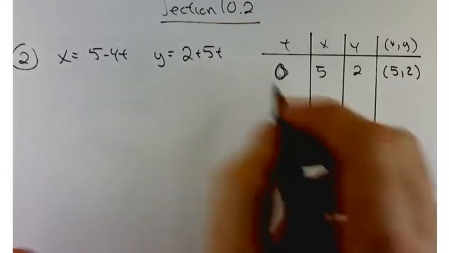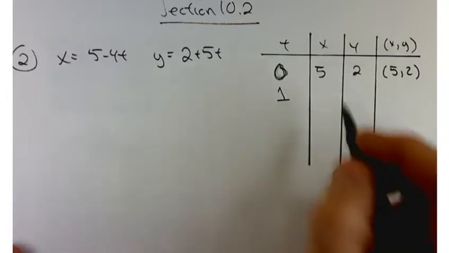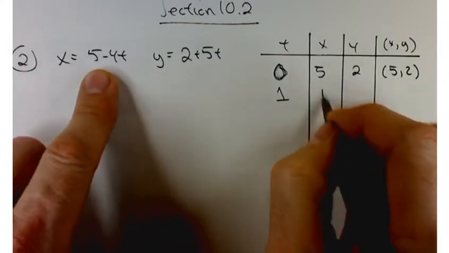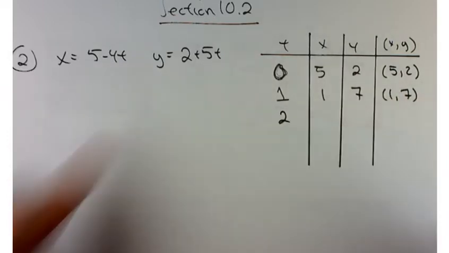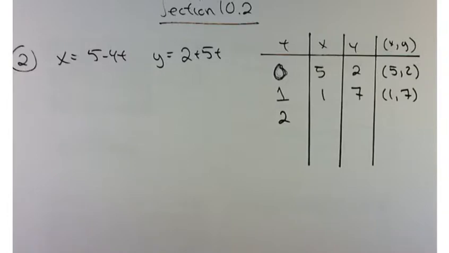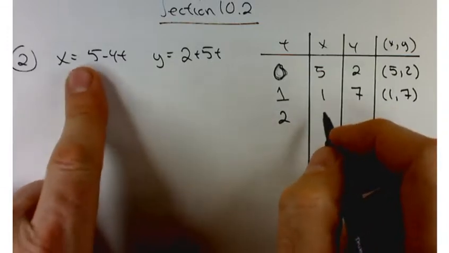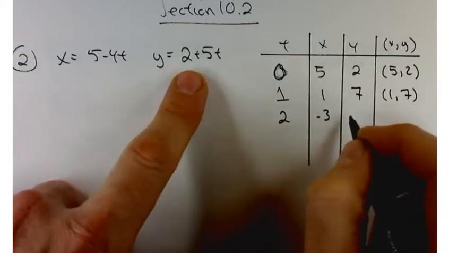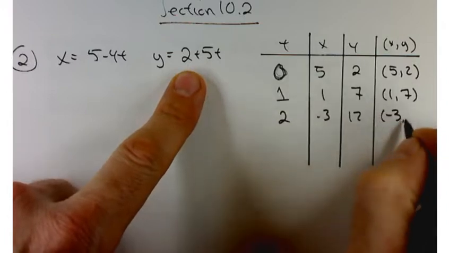Okay, let's try some other values, like t equals 1. If t equals 1, again, you're going to get some more x and y values. If t is 1, x is 1, and y is 7. 1 and 7. And we'll do one more by hand, and then kind of call it a day on that part of things. If t is 2, then we get negative 3 for x and positive 12 for y. Negative 3 and 12.